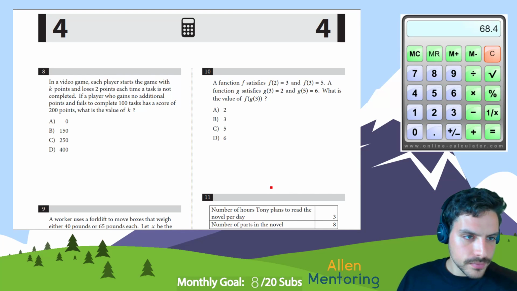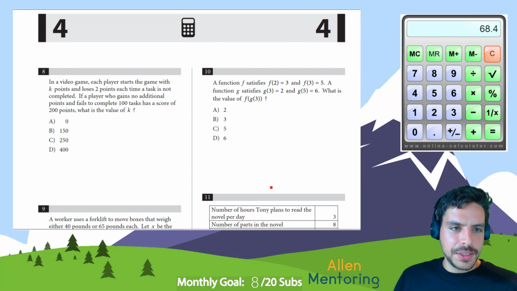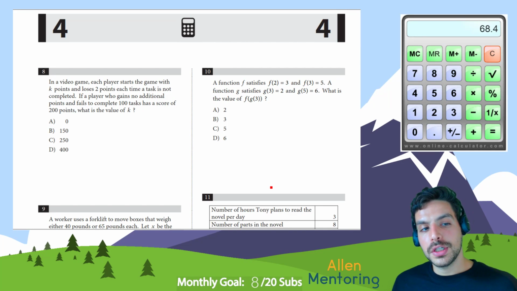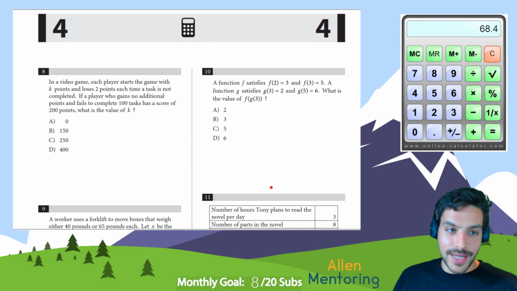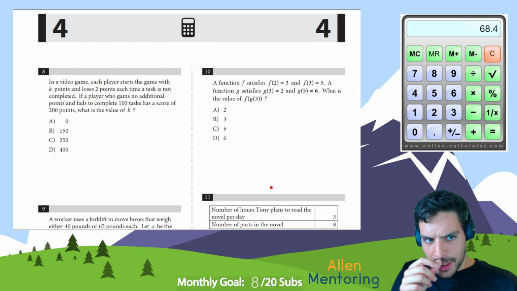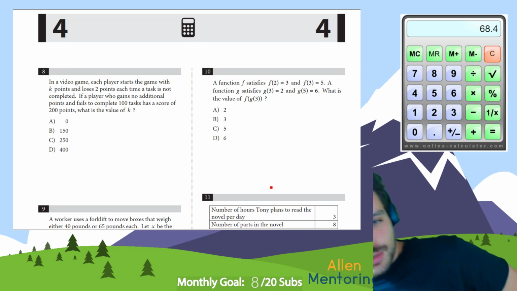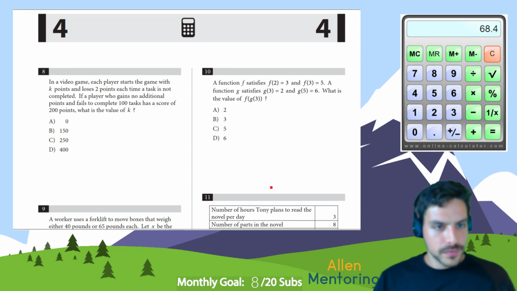Number 8. In a video game, each player starts the game with K points and loses 2 points each time a task is not completed. If a player who gains no additional points and fails to complete 100 tasks has a score of 200, what is the value of K? So let's try to translate these rules into some sort of equation. So it starts the game with K points.